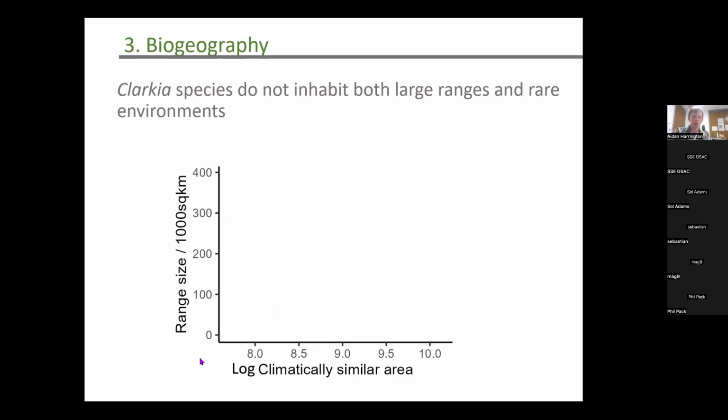And we find that Clarkia species do in fact show this evidence of a boundary effect, where they do not inhabit both large ranges and rare environments. So you can see where there's rare environments, there are no large range species, but as the environments become more common, we see greater variation. Some species can have large ranges, some can have small ranges. And this effect seems to be driven in part, at least, by these polyploids that have large ranges.